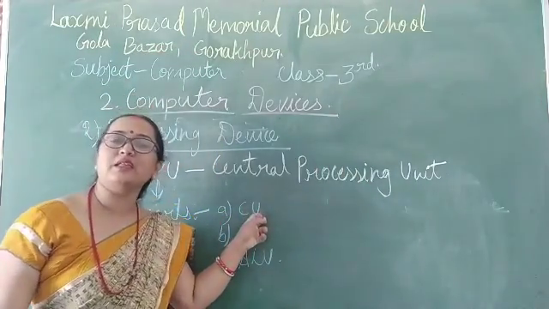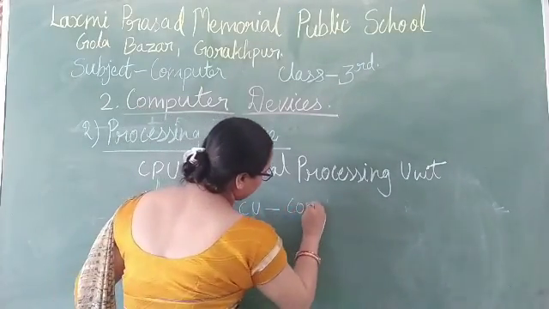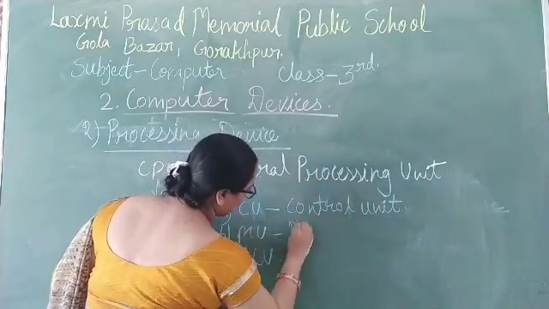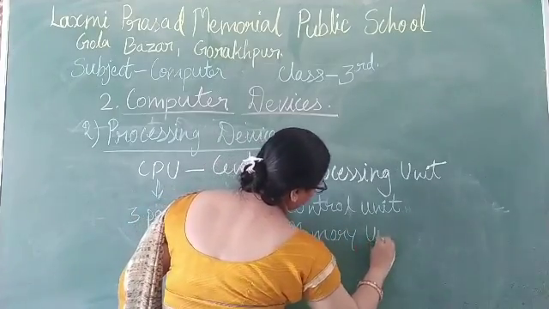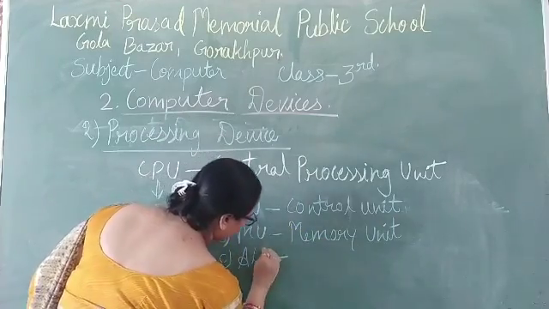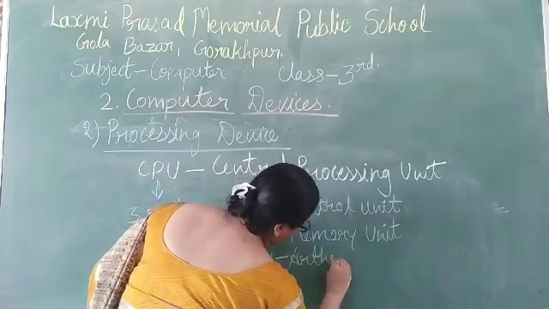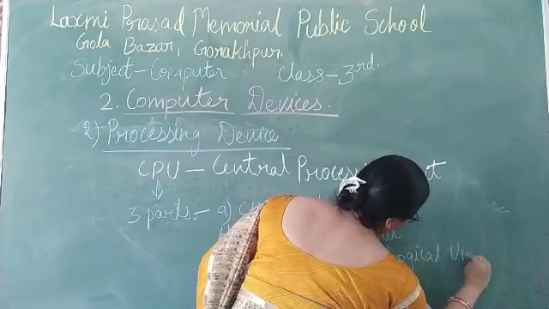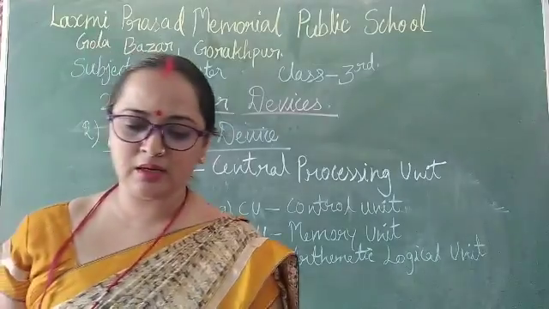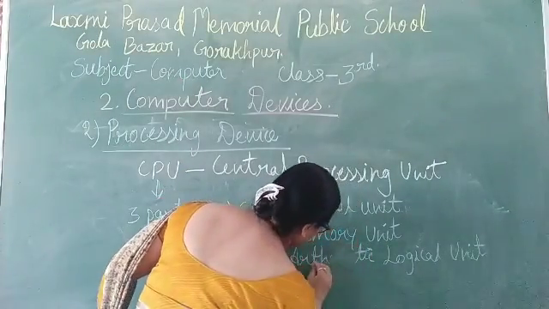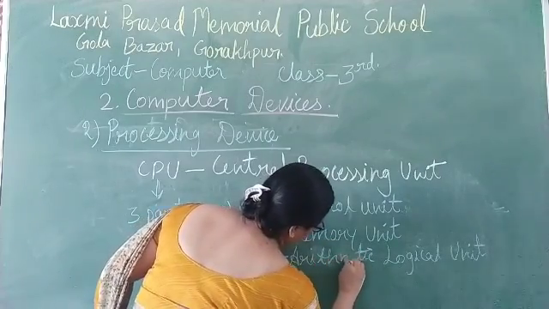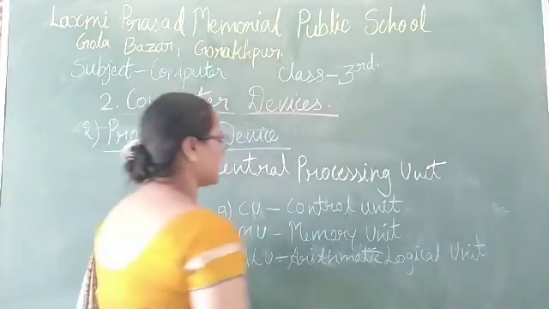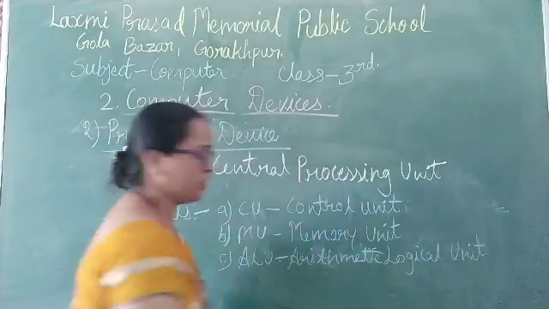The full form of CU is Control Unit, the full form of MU is Memory Unit, and the full form of ALU is Arithmetic Logical Unit. Clear to this one?